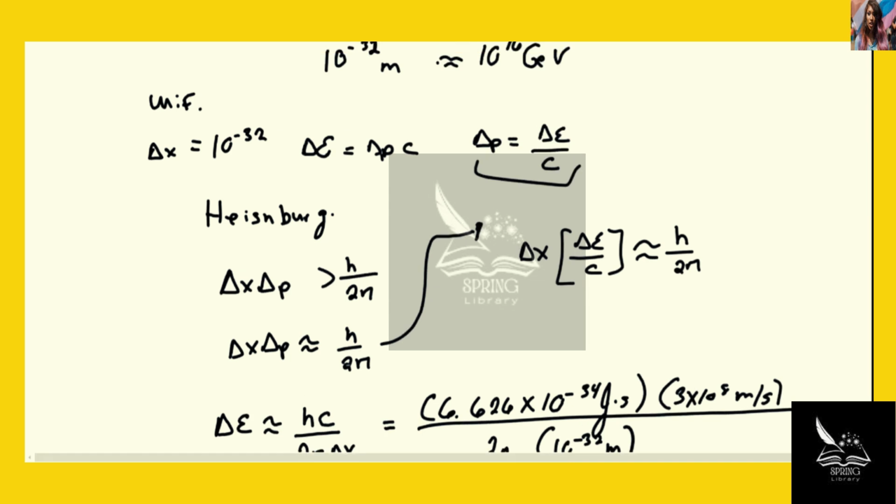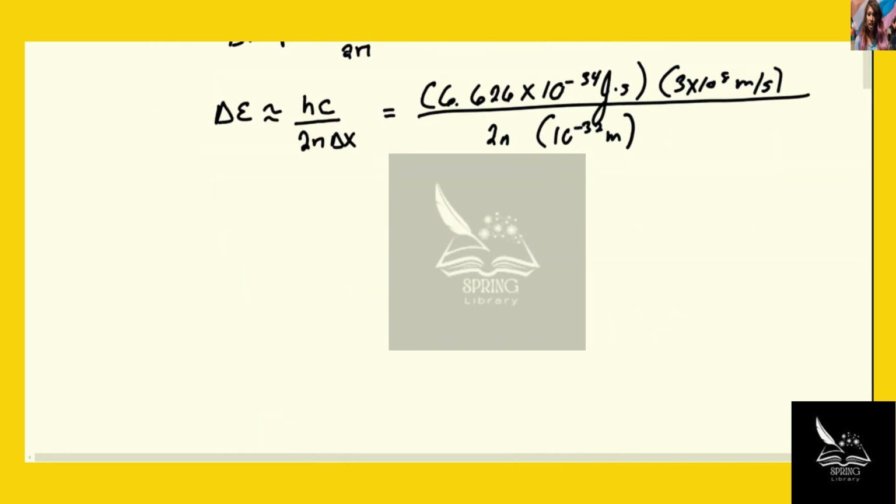And I said 31, and I apologize. I meant to say 32. It happens to all of us. So 3.16 after you plug in your calculator times 10 to the 6 joules.